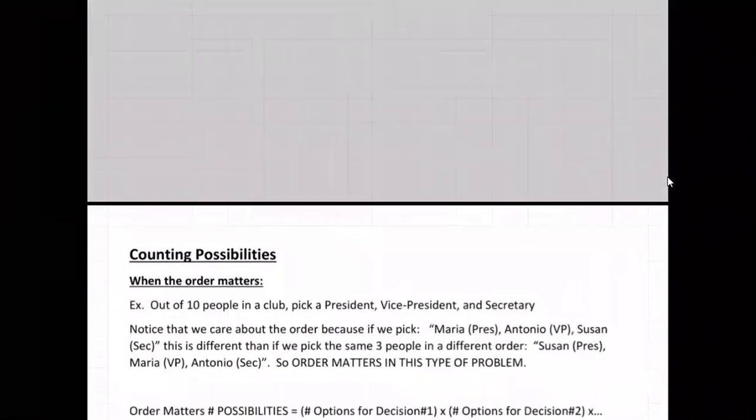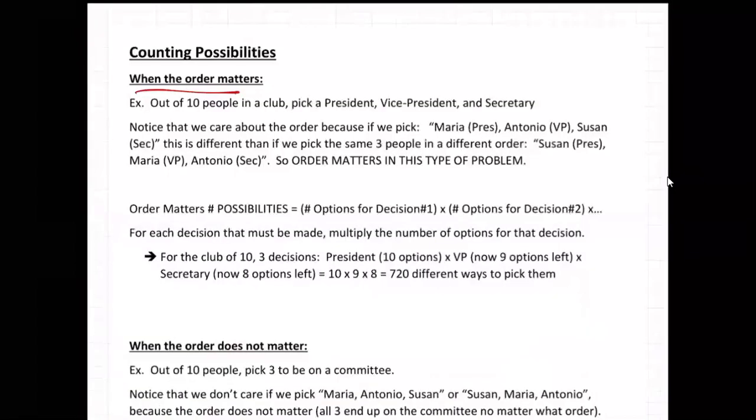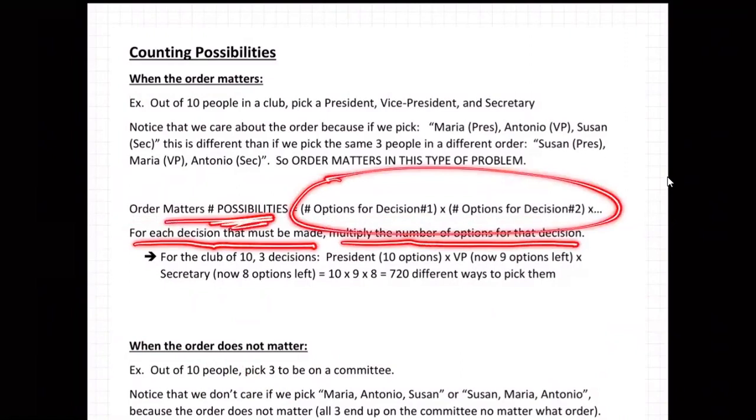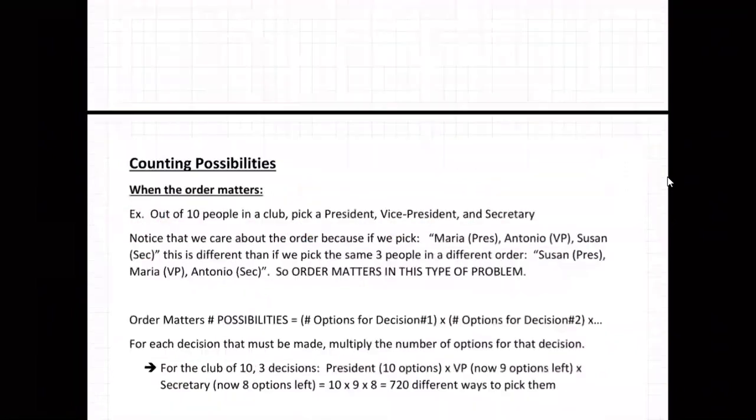So we're looking at the notes here, where order matters, not where order doesn't matter. What do you do? You jump down to the formula. When order matters, the number of possibilities is the number of options for decision 1 times the number of options for decision 2. For each decision that must be made, multiply the number of options for that decision. That's how we figure out the number of possibilities when order matters.